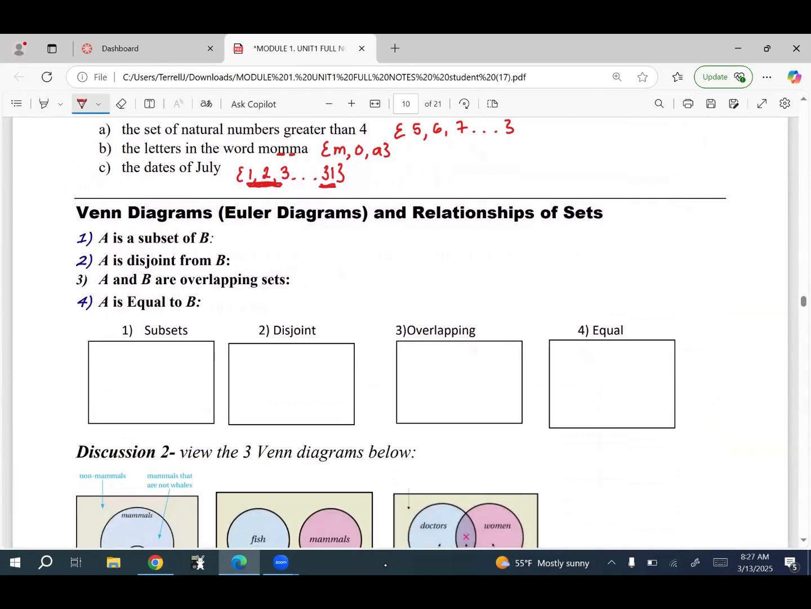So we want to talk about the relationships of sets. The first one is A is a subset of B. When I say A and B, we use letters to describe sets. If A is a subset of B, what that means is all members of A are also members of B.